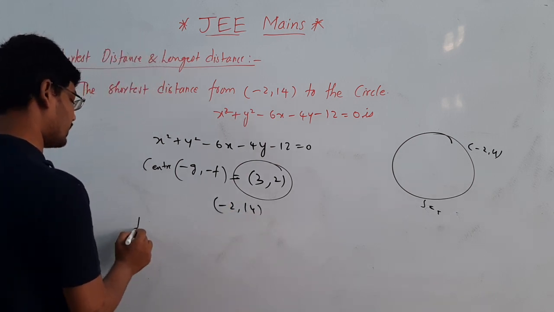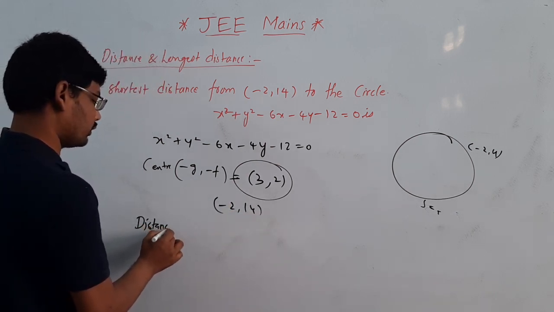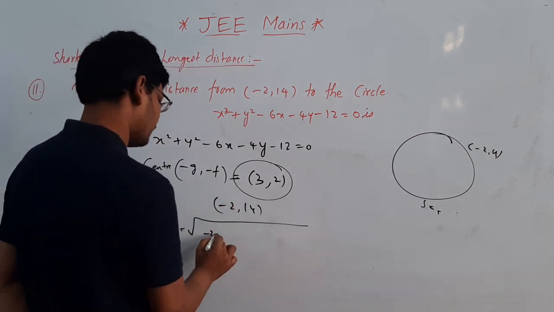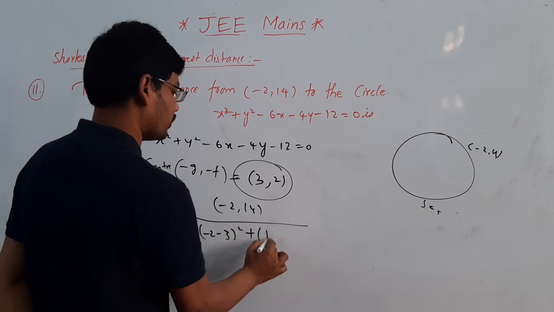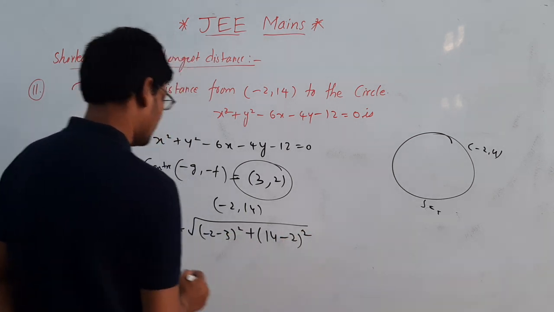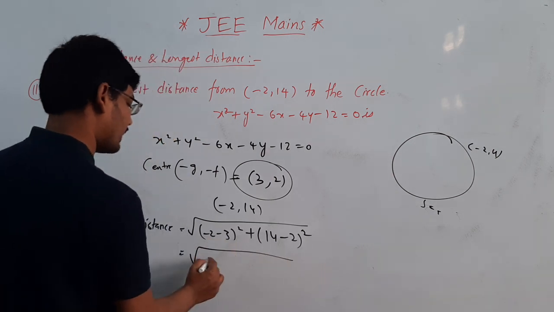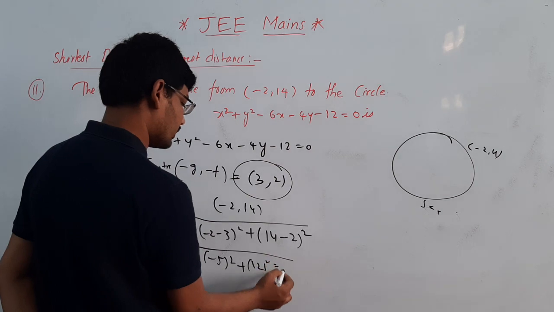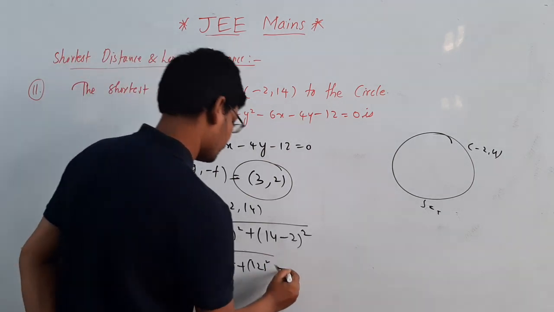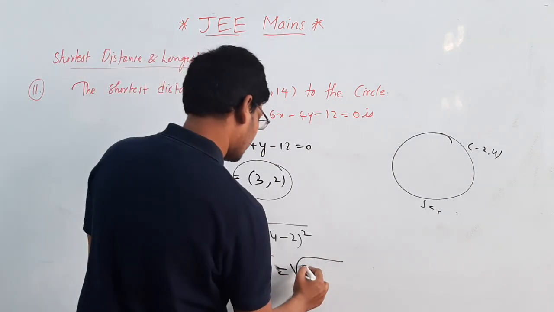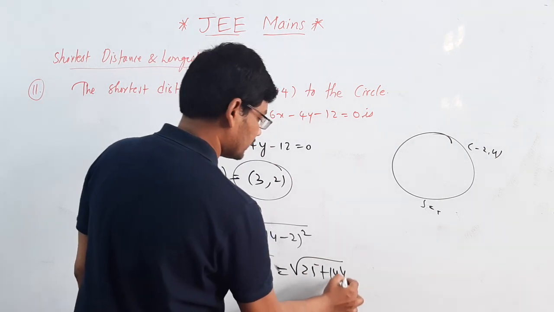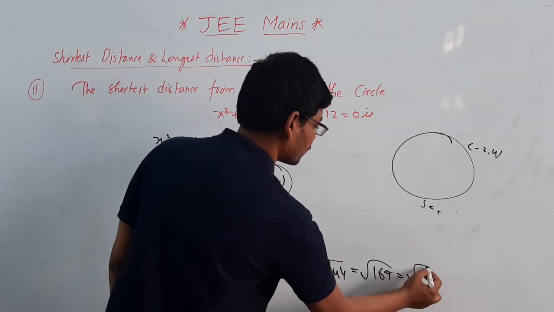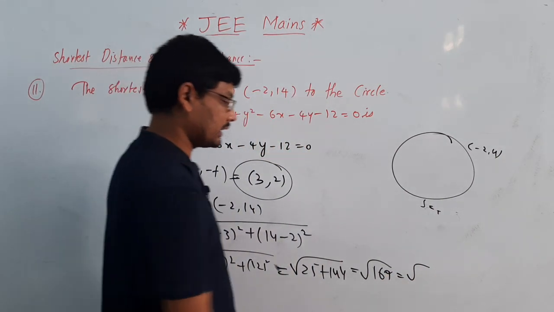Here the distance formula is the square root of (x2 − x1)² + (y2 − y1)². That is (−2 − 3)² + (14 − 2)², so (−5)² + 12², which is 25 + 144 = 169. The square root of 169 is nothing but 13.